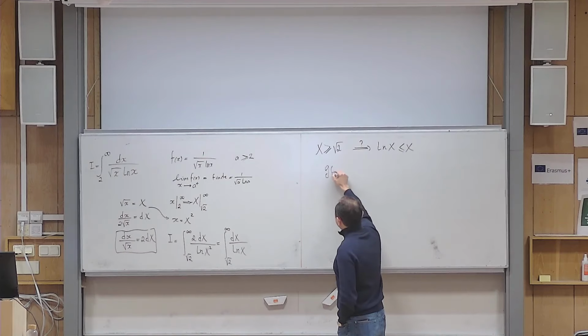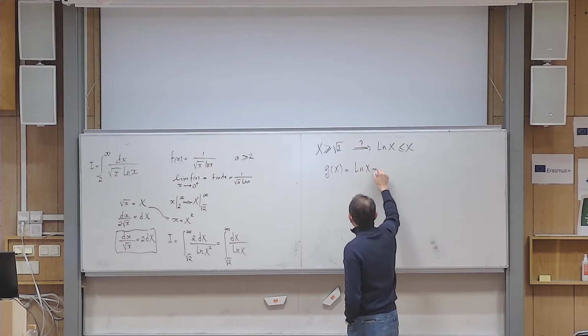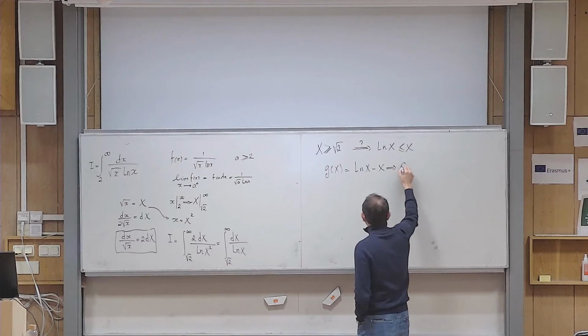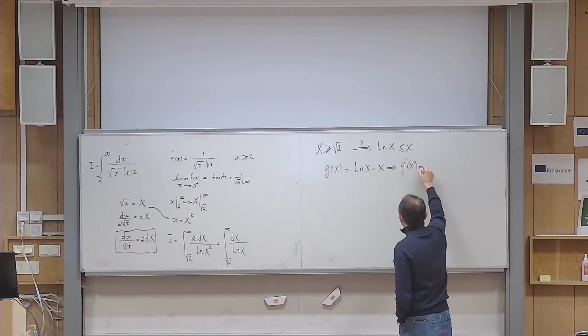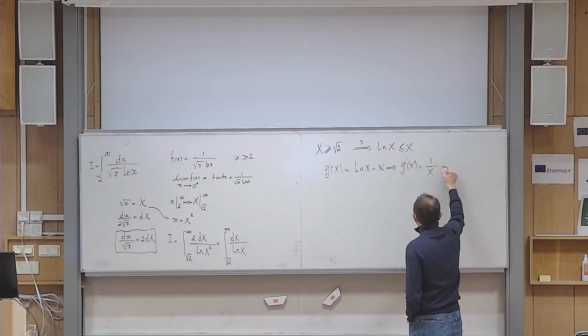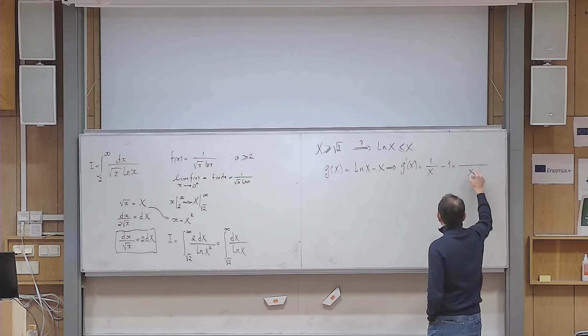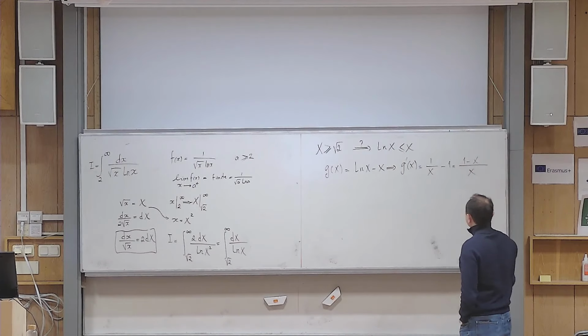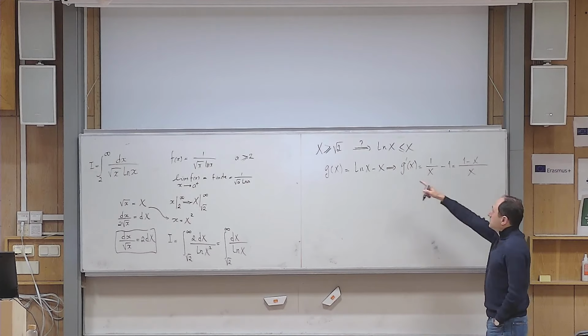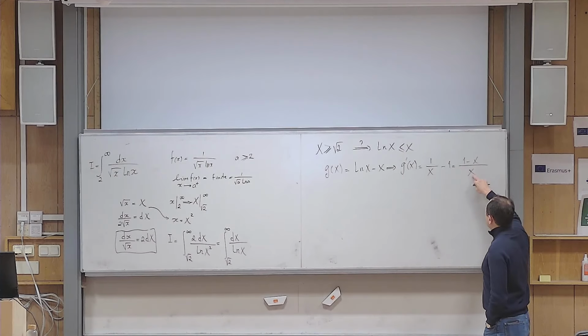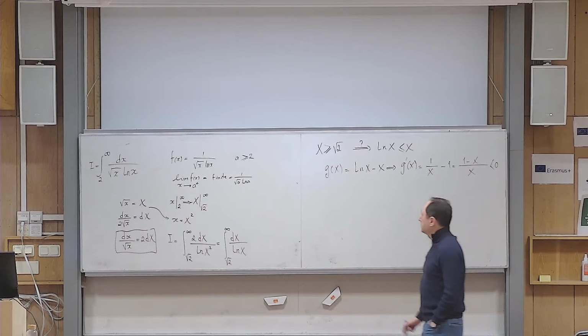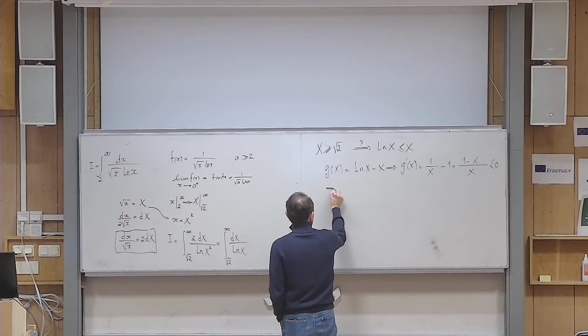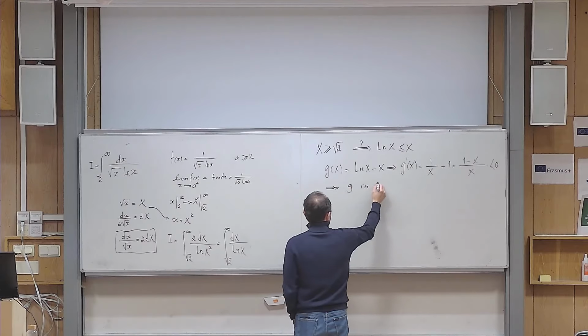As usual, for these kinds of inequalities, I define a function g of X equals ln of X minus X, and I differentiate it with respect to capital X. The derivative of that is simply 1 over X minus 1, and if I take the common denominator, this becomes that. But X is greater than or equal to square root of 2, so this is positive, but this one becomes negative. So this is indeed a strictly negative number, which means that g is actually decreasing.